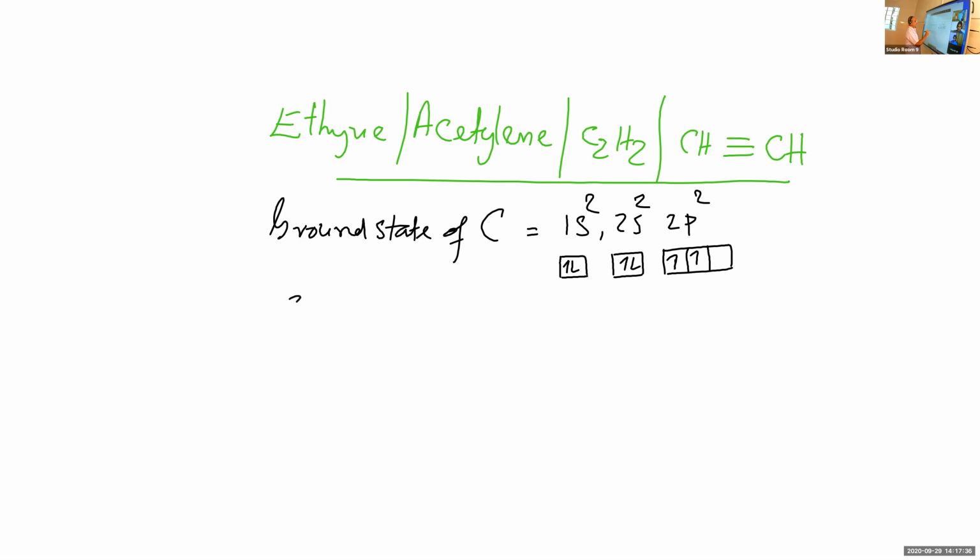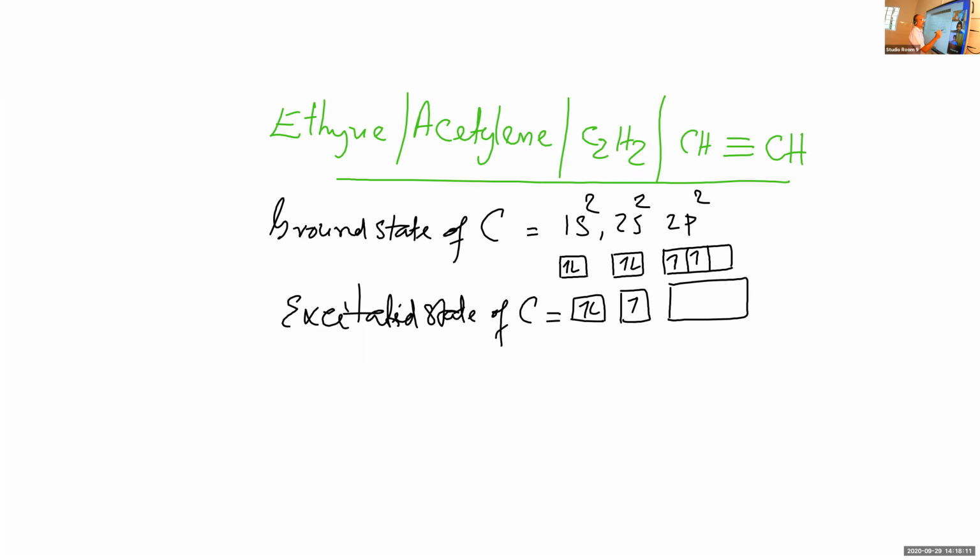Now, there is excitation. The excited state of carbon is obtained by the promotion of one electron from the 2s level to the vacant 2p level. And so the configuration will be like this: 1s2, then 2s1, then 2p, there are 3 orbitals containing 1 electron each.